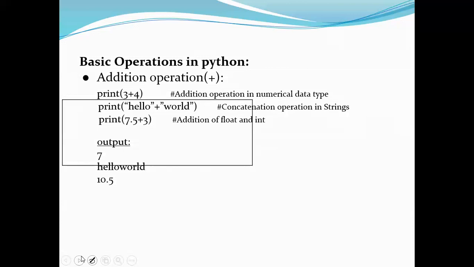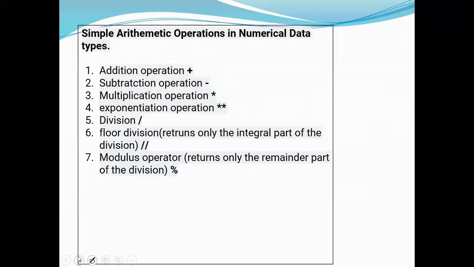Next comes the floating point number plus integer addition. So 7.5 is a floating point number, 3 is an integer, and together they form 10.5. This is with respect to the addition of two data items of different data types. In addition to addition, I also have the subtraction operation, the multiplication operation represented by a star, and exponentiation. In Python, the exponentiation operation is double star. If you want to perform A cap B, you can also put A star star B.